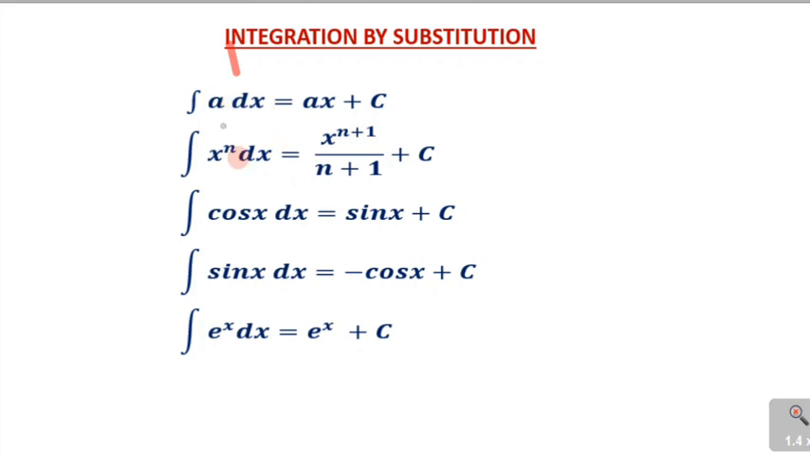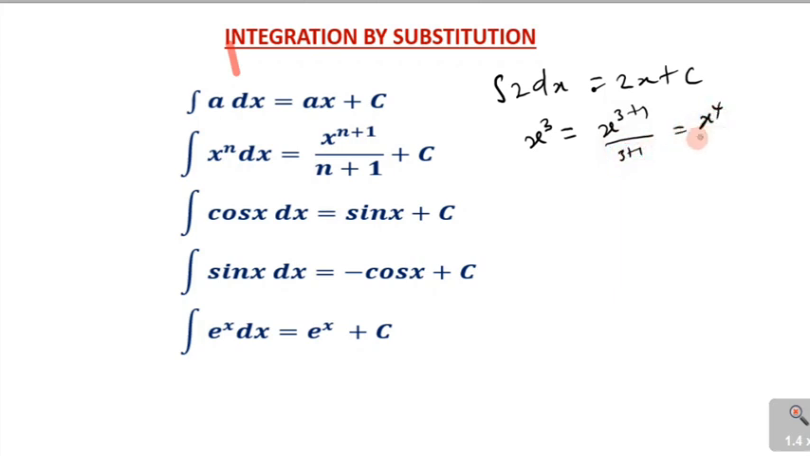So I'll take an example with this. For example, the integral of 2dx would be equal to 2x plus c. So 2 is a constant. Also with this, if I take x raised to power 3, the integral of this is going to be x raised to power 3 plus 1 divided by 3 plus 1. That will be x raised to power 4 over 4 plus c.